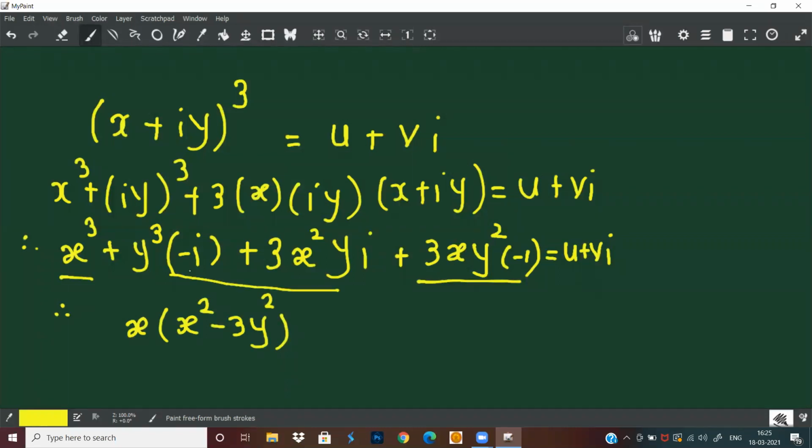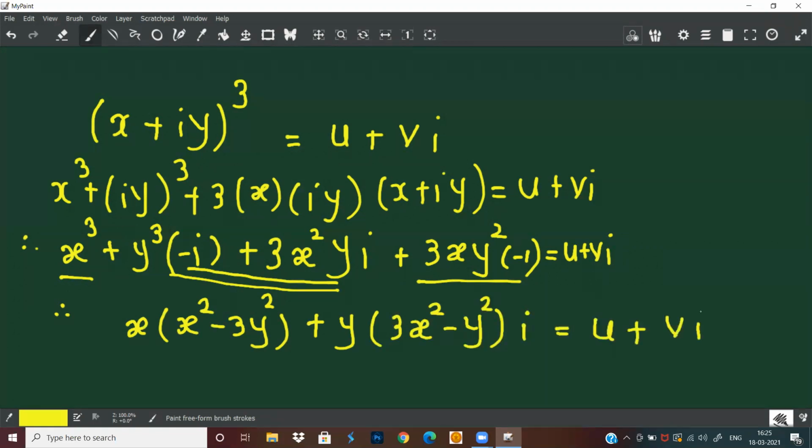These two are the i terms, in which y is common. So (3x square minus y square) into i is equal to u plus vi. You cannot see my screen. How? So, see this, oh, you all can, no?